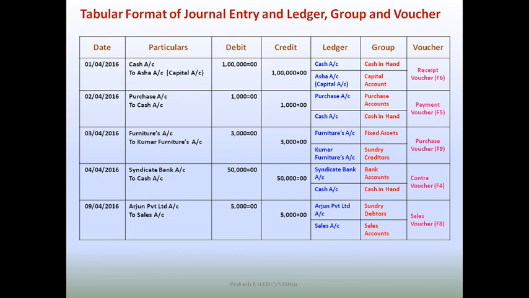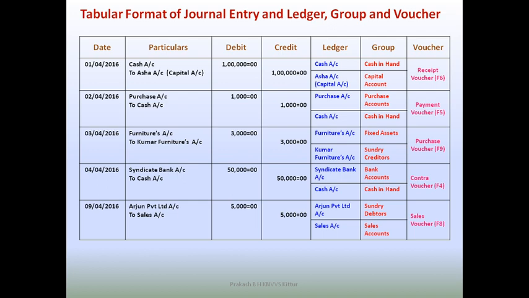On 9/4/2016, Arjun Private Limited account, 5,000. Arjun Private Limited is the ledger head, and the group is sundry debtor. Arjun Private Limited purchased the goods on credit, so we sold the goods to Arjun Private Limited on credit. Therefore, it comes under sundry debtor.